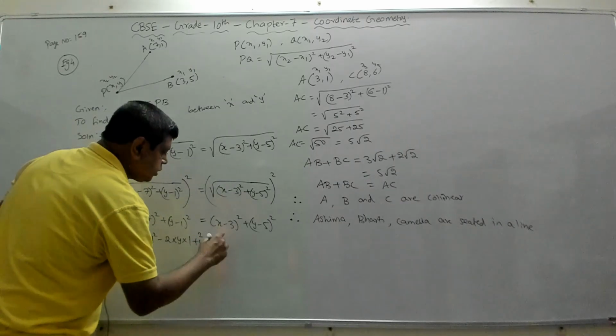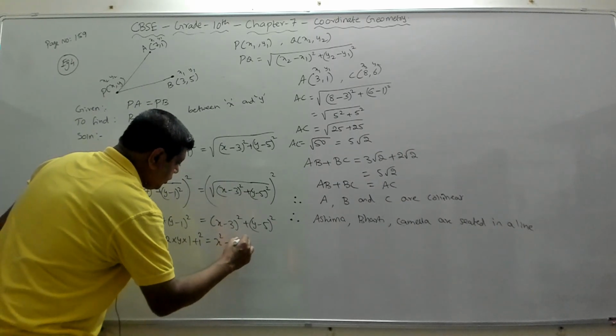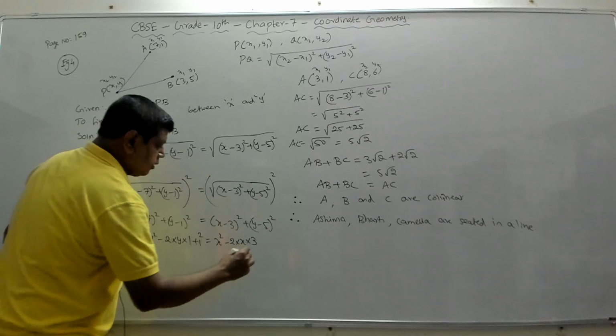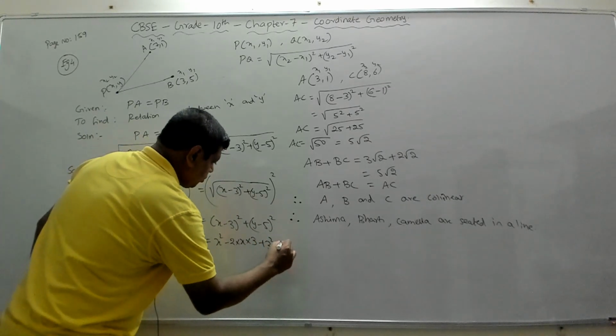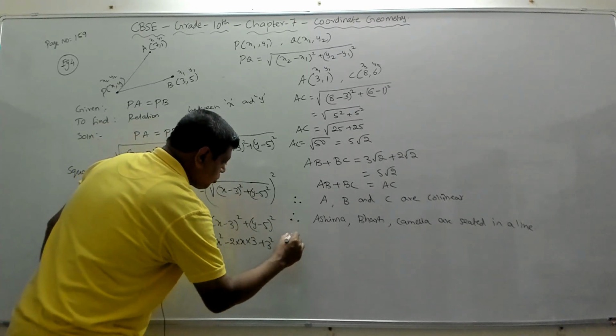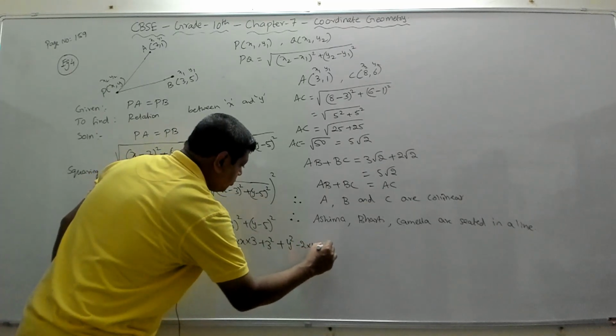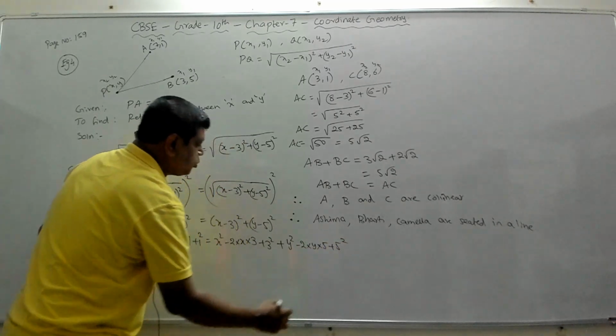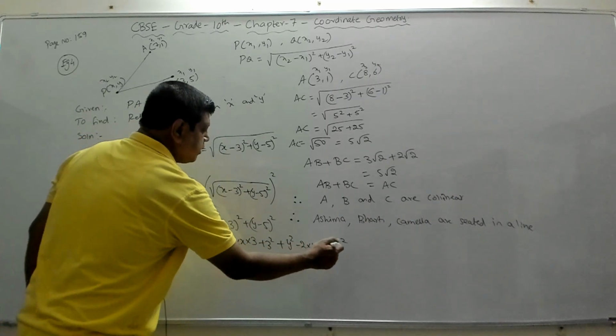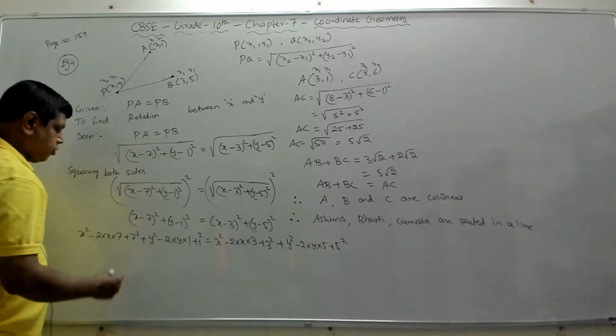Equal to, again here a square minus 2 into a into b plus b square, plus again this is a minus b the whole square, which is a square minus 2 into a into b plus b square. So your a is y, b is 5 in this. This is 5 square. So if you simplify this, what do we get?